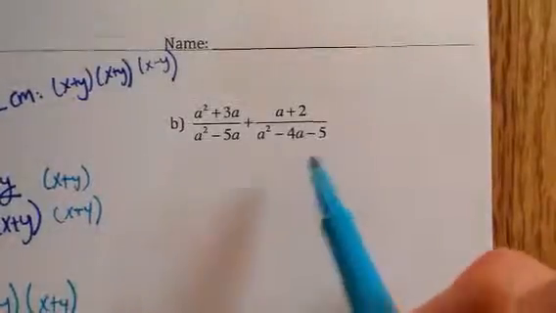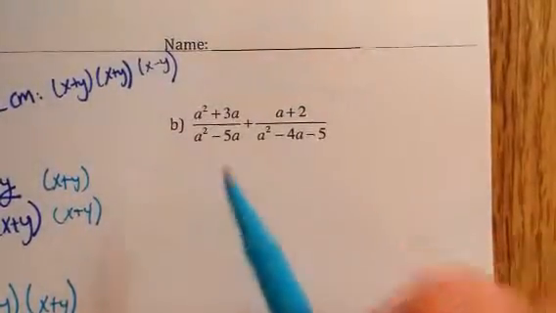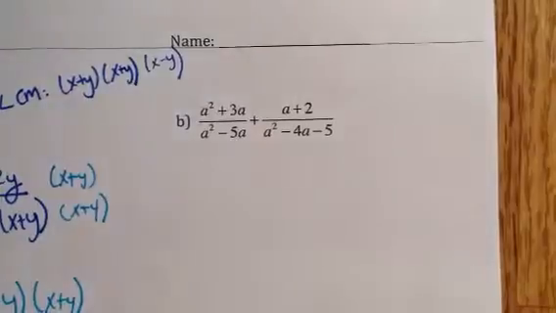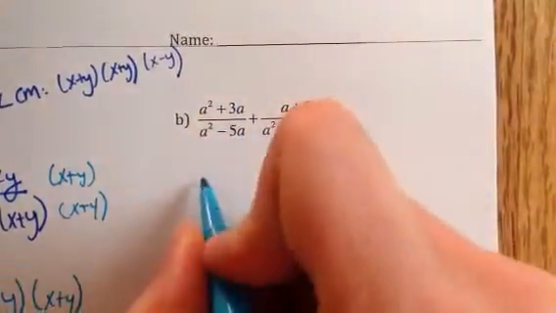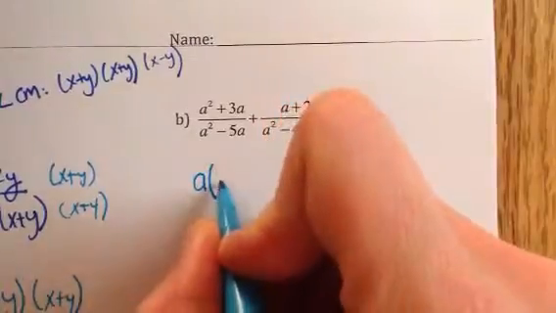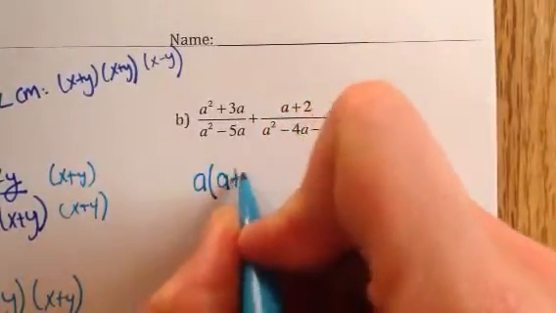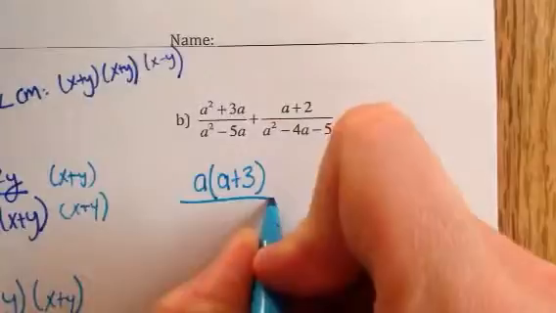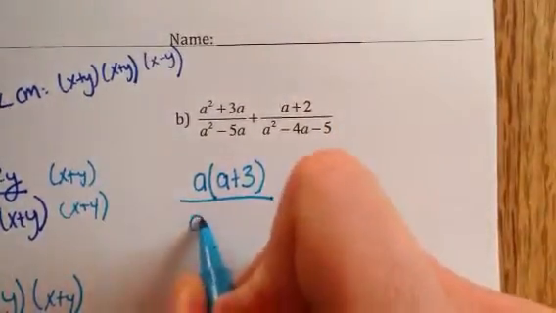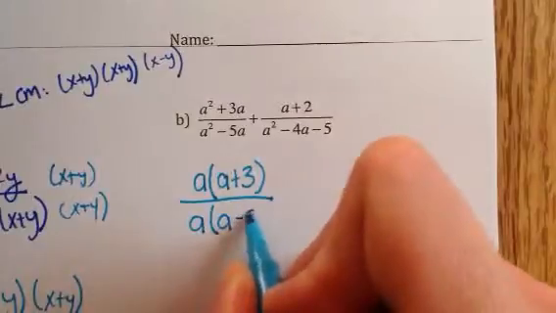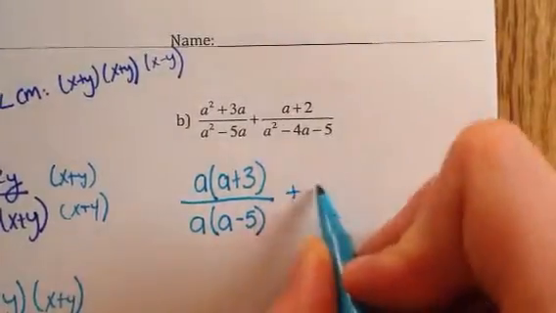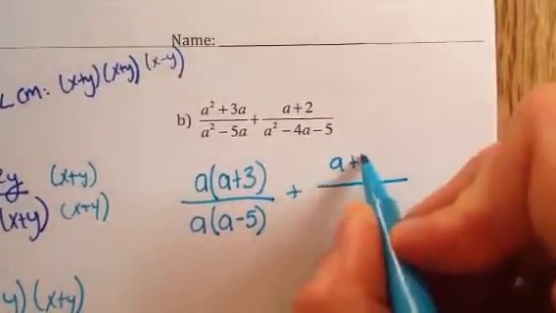When I see something that has trinomials or binomials, I always want to factor first. So in my numerator, I can see I have a GCF of A, and I'd be left with A plus 3 over. In my denominator, I have an A in common as well, and I'd be left with A minus 5 plus A plus 2.